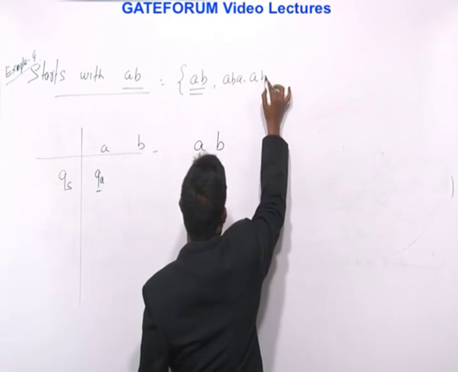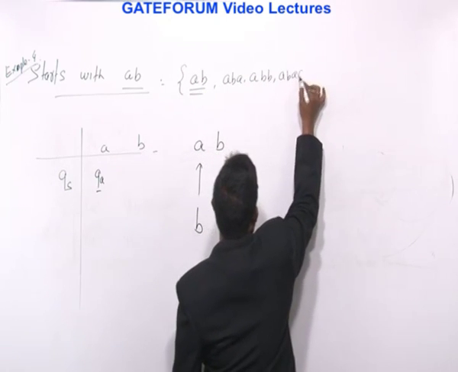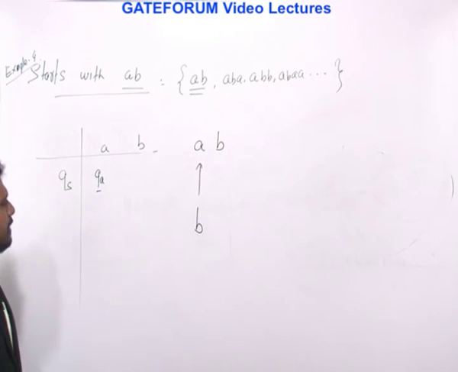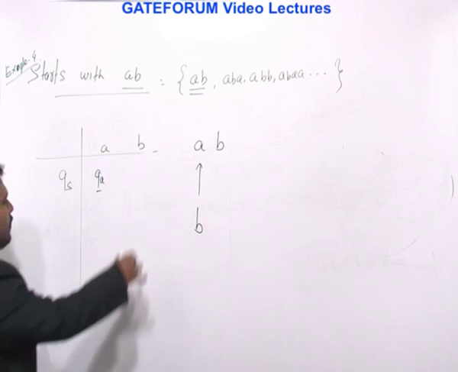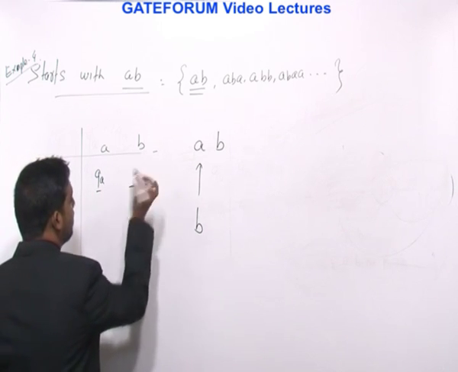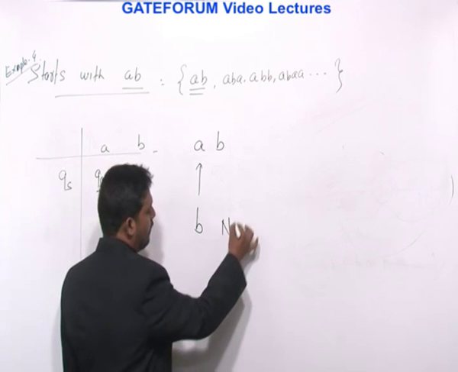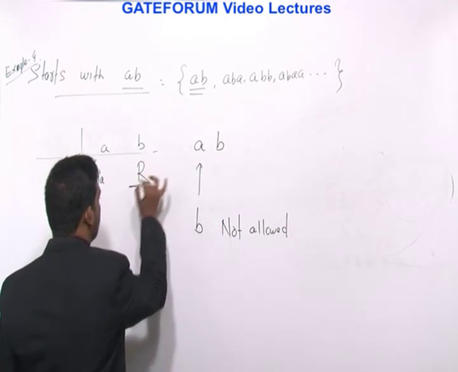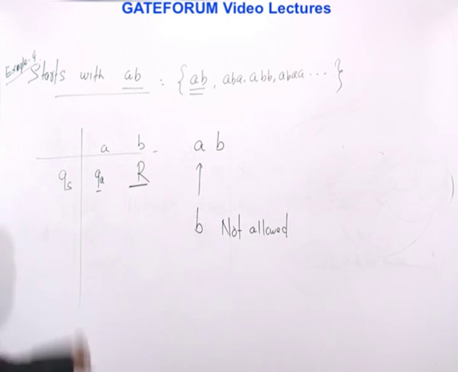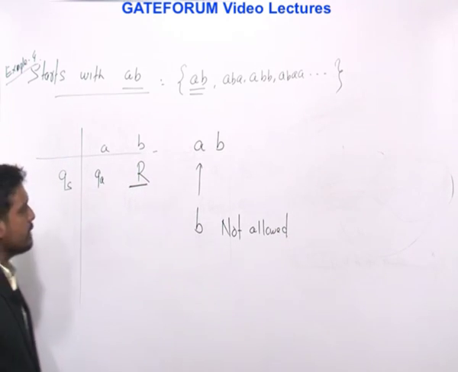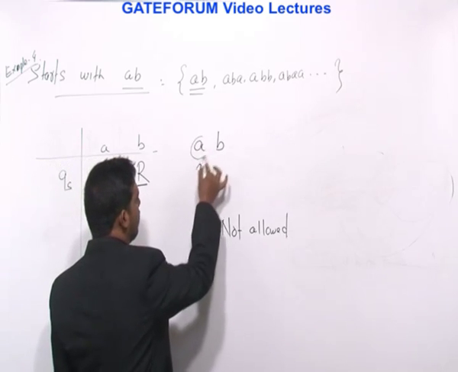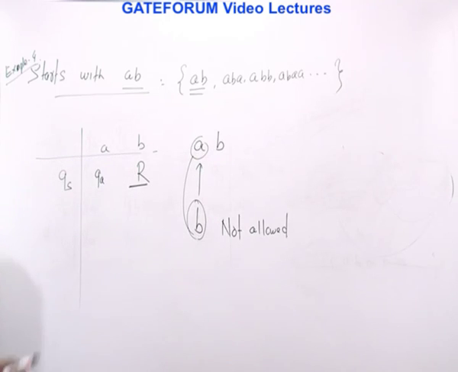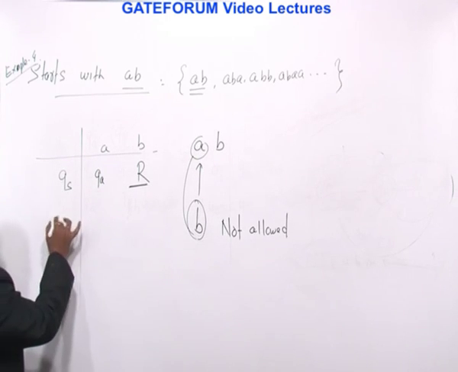AB, A, AB, B, AB, double A, and so on. So these are the strings that we are going to accept, and the first alphabet cannot be B. Because it's not allowed, what you have to do is reject it. Why am I rejecting it in this particular case? Because the first alphabet cannot be B. Previously first alphabet could be B, no restriction, but here it is restricted.